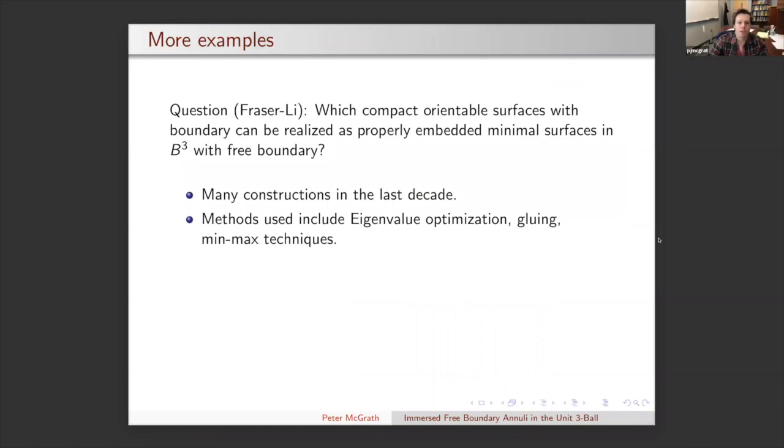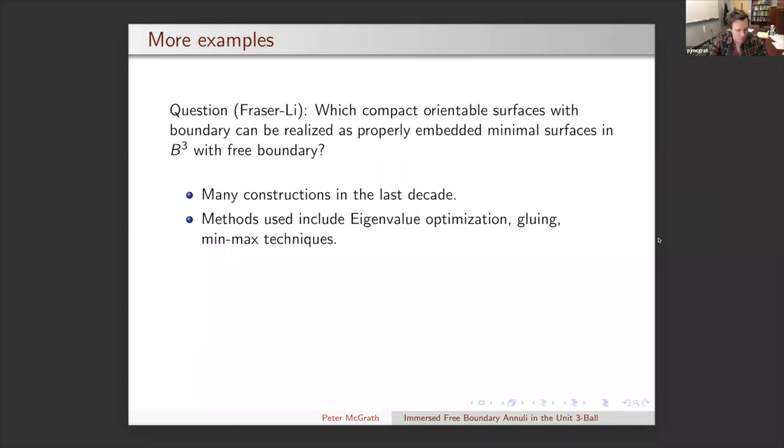Another question in a different direction is, if you start looking in more complicated settings, so not just genus 0 with 1 boundary component, or genus 0 with 2 boundary components, you can ask general questions about whether there exists an embedded or immersed free boundary minimal surface with prescribed number of boundary components and prescribed genus. There's been a huge amount of work on these types of constructions with various different methods, including eigenvalue optimization, gluing methods, min-max techniques.